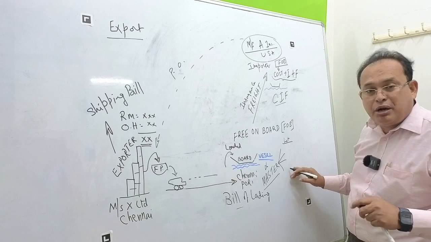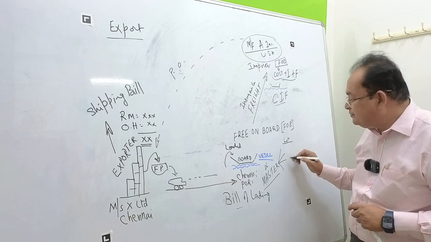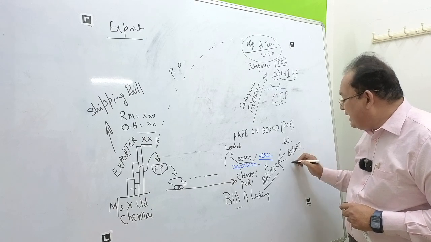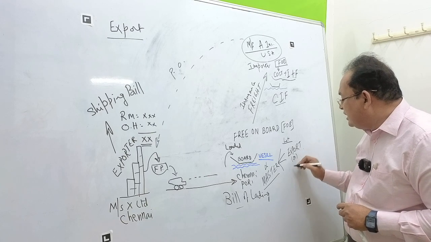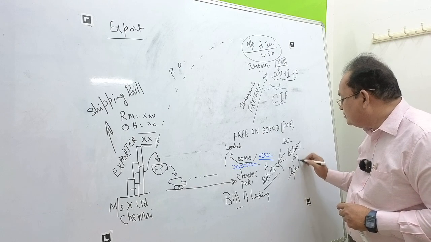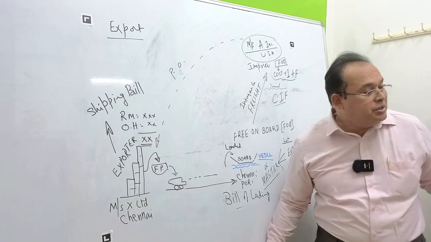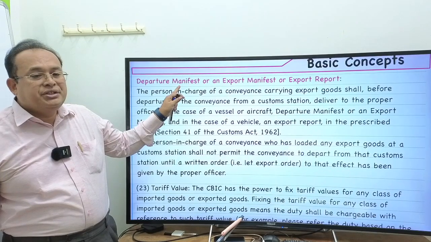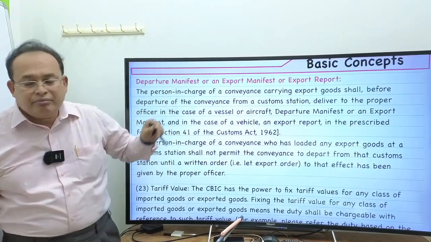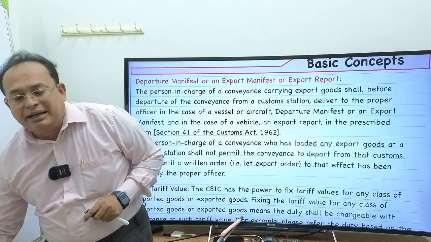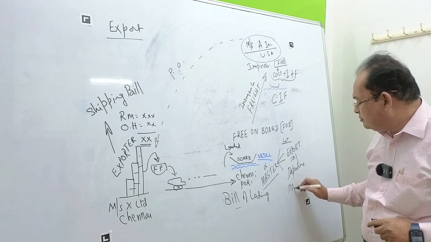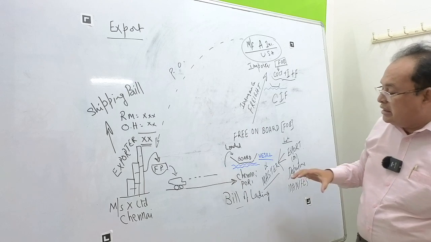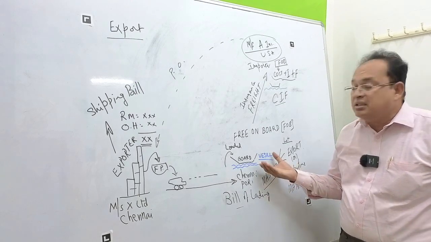The list prepared by the master of the vessel is technically called the export manifest or departure manifest. Departure, I said, departure. Here, if you see, you come across this: departure manifest or export manifest. By whom has that been prepared? The master of the vessel.